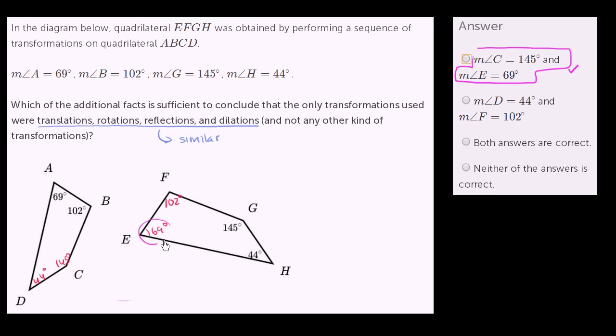So this angle corresponds to this angle. This angle corresponds to that angle. This angle corresponds to that angle. And then finally, this angle corresponds to this angle. You have two quadrilaterals. The interior four angles are all congruent. They correspond to each other. So they must be similar. And so you can get from one to another through translations, rotations, reflections, and dilations. So this one is also good. So actually, either of these are sufficient in order to conclude that the only transformations used were these. So I would click both answers are correct.